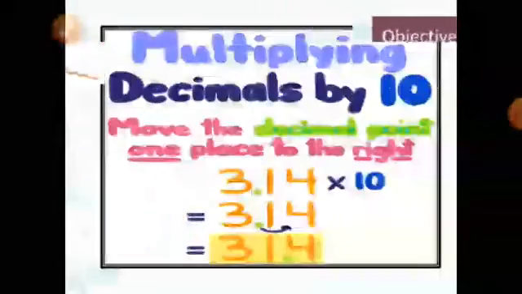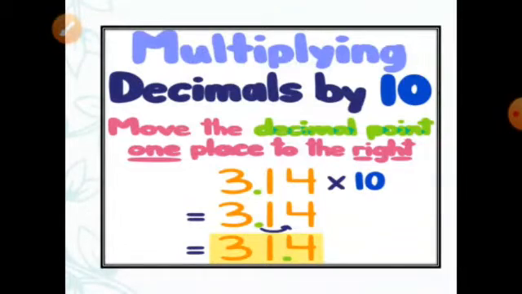Let's start. Multiplication of decimals by 10. So what is the meaning of it? That we are going to multiply any decimal number with 10. So whenever we are going to multiply any decimal number with 10, we have to move the decimal point one place to the right. To the right means to the right hand side, you can say.